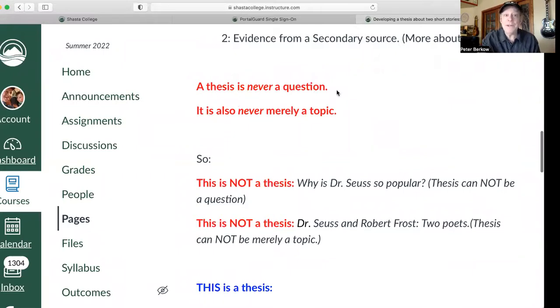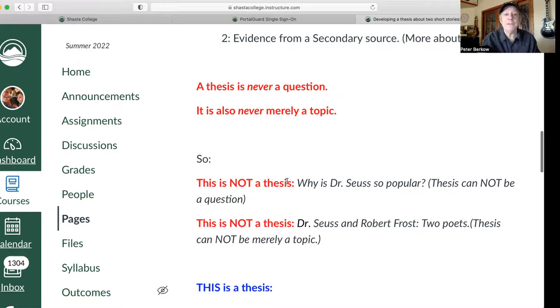Couple of key points here. Your thesis can never be a question. It has to be a statement that you support with evidence in the rest of the paper. It could also not be merely a topic, okay? It has to say something about what you're writing about.